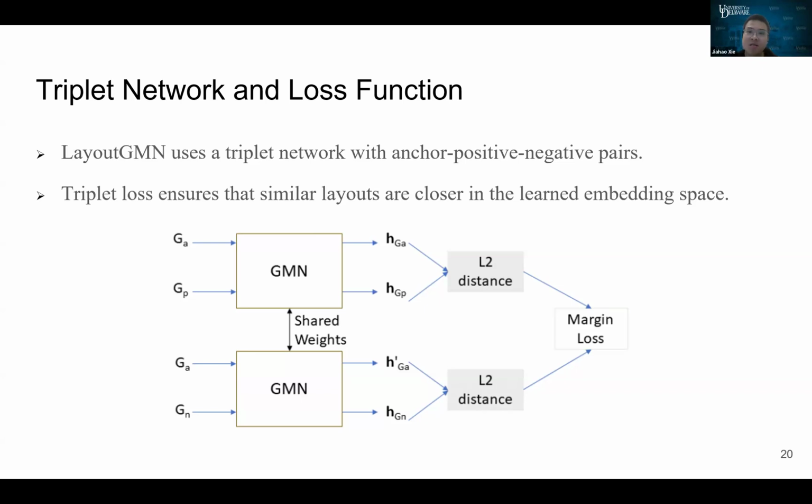During training, the model learns to minimize the L2 distances between the anchor and the positive layouts, while maximizing the L2 distances between the anchor and the negative layouts. This is done using a triplet loss function, which encourages the model to group structurally similar layouts closer together in the learned embedding space.